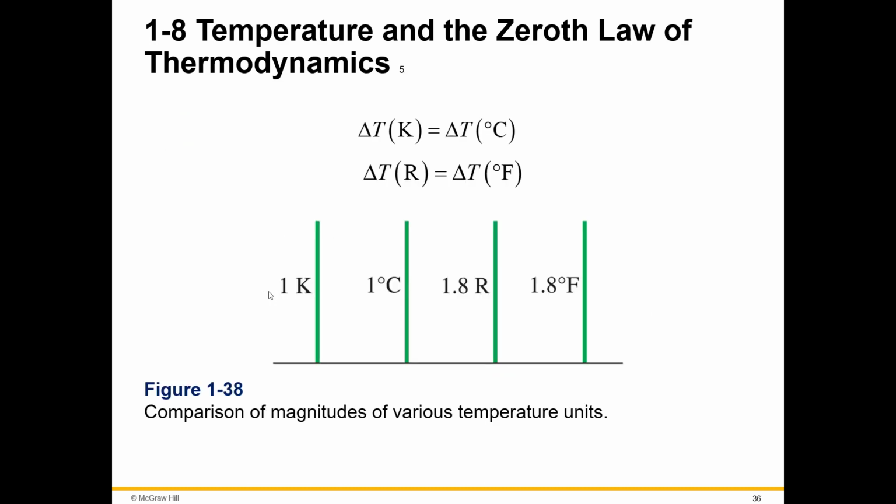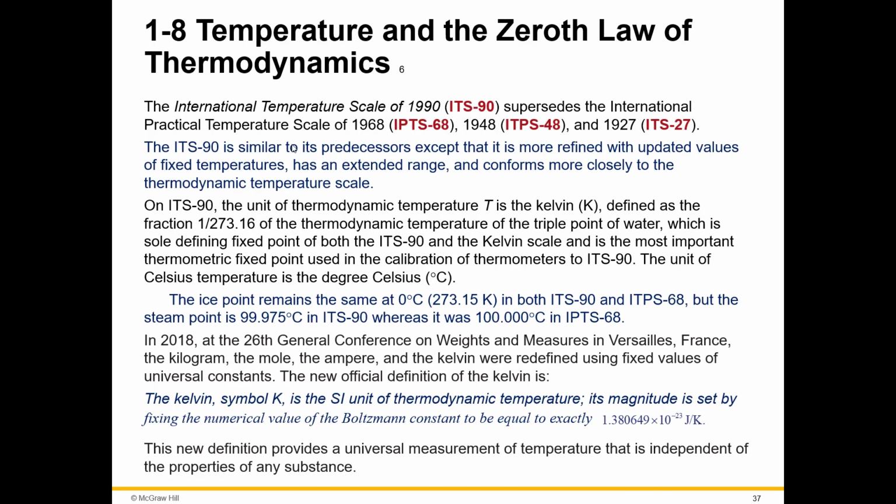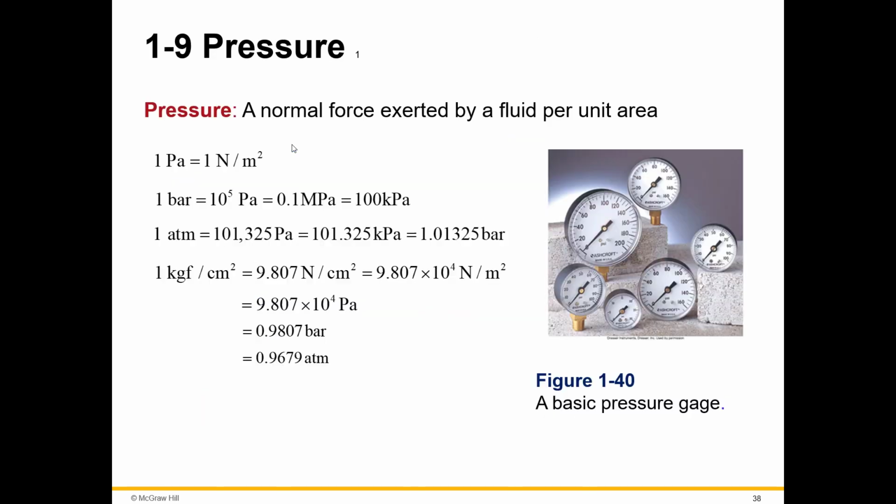Okay, and then every time you see this triangle, of course, just remember that that is change of. So the change in temperature Kelvin is equal to the change in temperature degrees Celsius. The change in temperature Rankine is equal to the change in temperature Fahrenheit. Okay, and then you've got some magnitudes of various units. But again, you're going to use the conversions. That's going to get what you need. And then we have, not going to really go into this. This is just a lot.